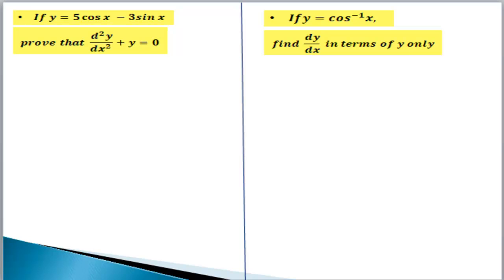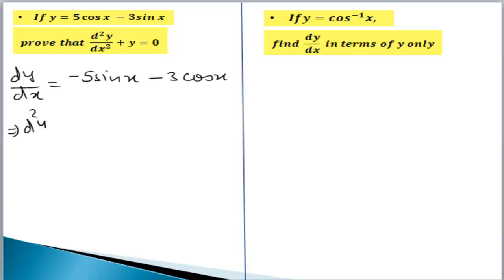See, slightly the form has changed. We have to find the second order derivative and we have to reduce the equation into a certain form. Let us see how to do it. Because it involves second order derivative, it is obvious we need to differentiate it twice. Now the derivative of y with respect to x, derivative of 5 cos x will be minus 5 sin x, and that of 3 sin x will be 3 cos x. Done with the first order derivative, moving on to the second order derivative.